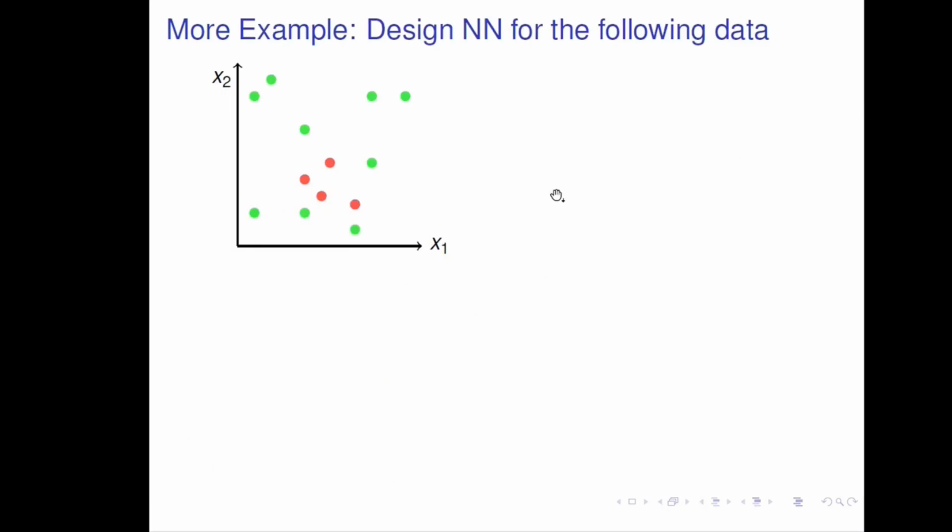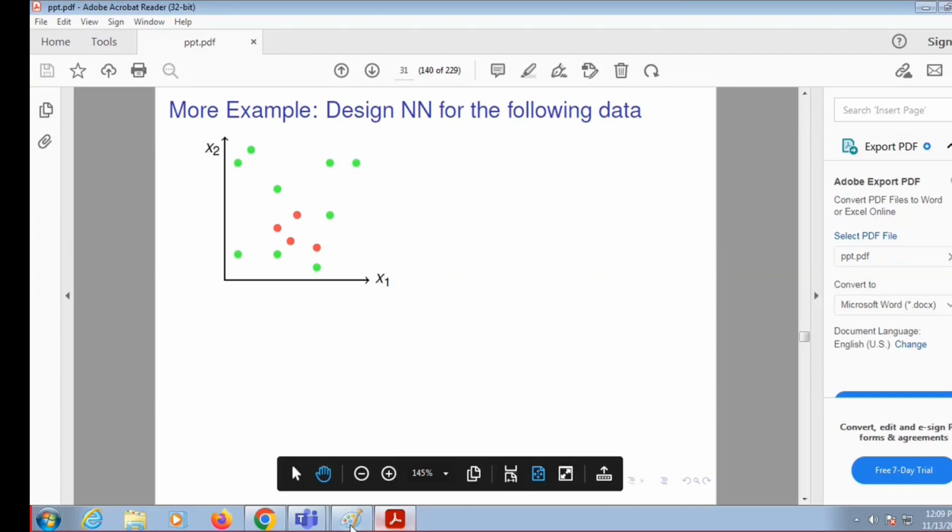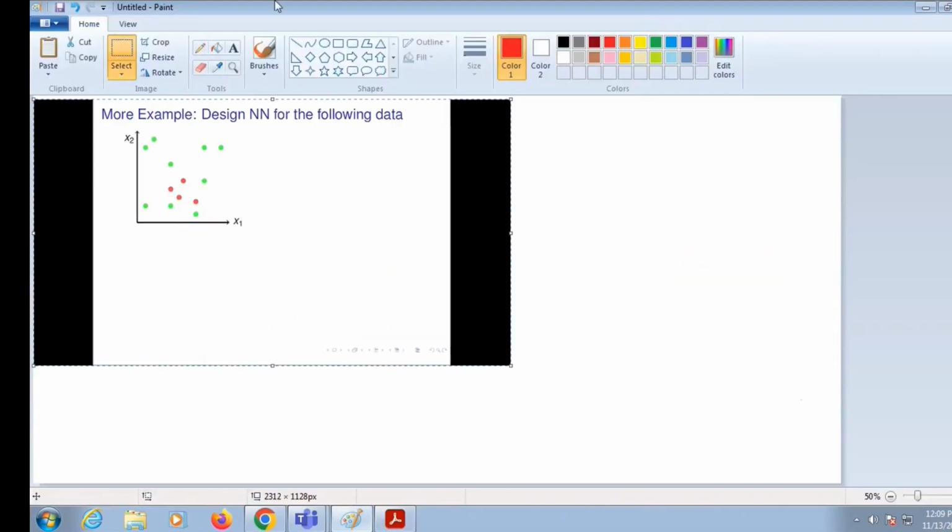So let me give this particular example to you. Can you give me a neural network for the classification of this data? How would you proceed? The idea is that when you know that a single line is not going to work, yes or no, a single line is not going to work, in those cases you put multiple lines.